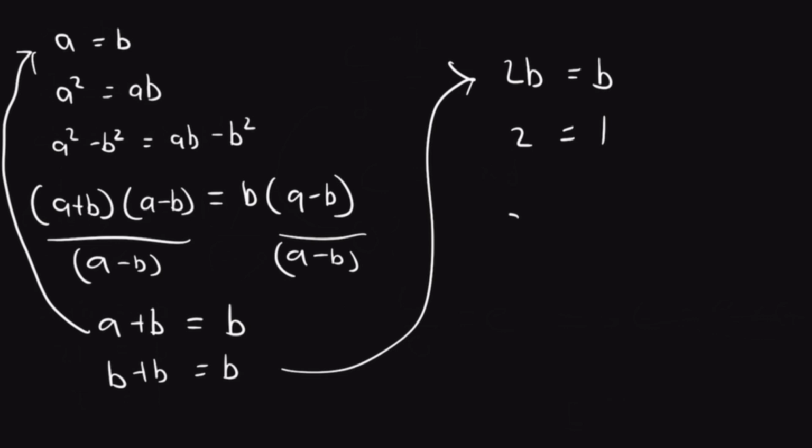So if you remember that a equals b, what does that mean for a minus b? Well, it just means a minus b would be equal to 0. So in reality, what we did here was just divide by 0. And now, why can't we divide by 0?